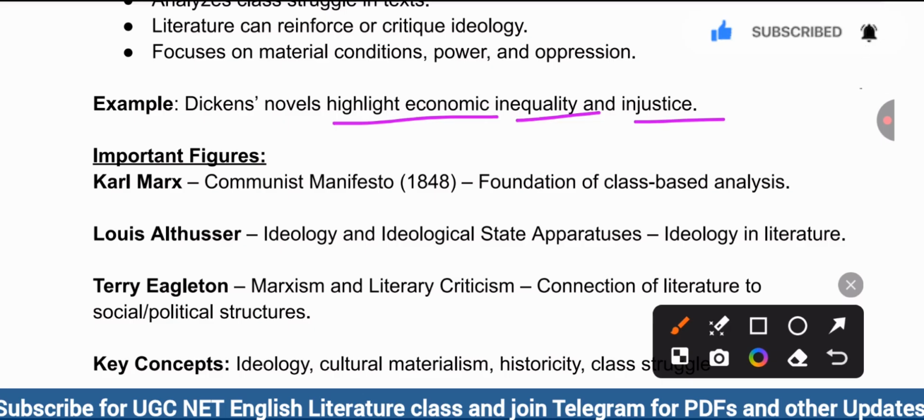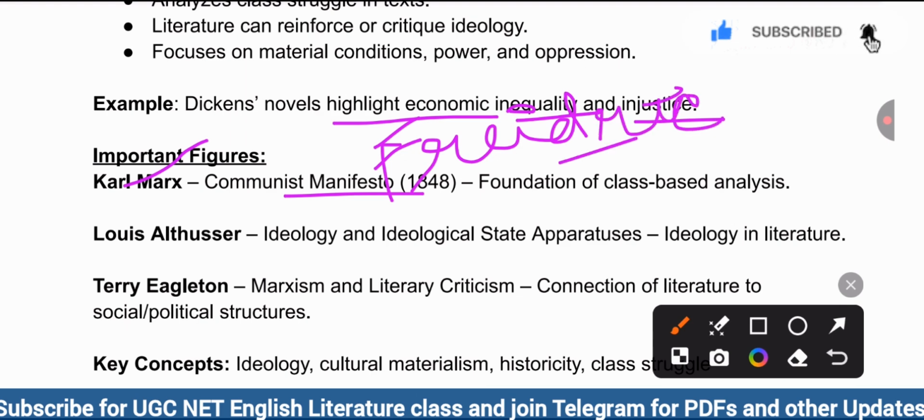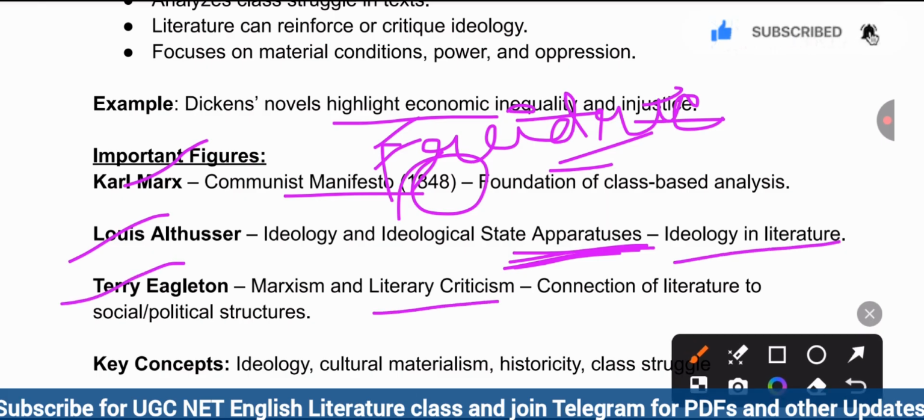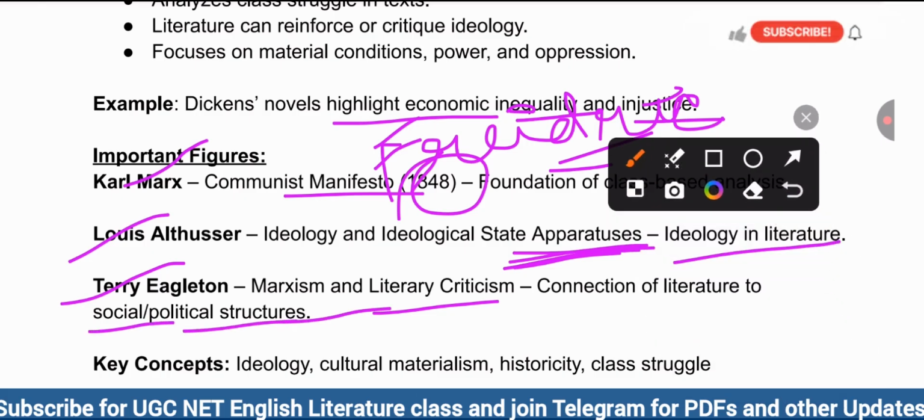Important figures of Marxism: we have Karl Marx, whose first work, the Communist Manifesto, was jointly written with Friedrich Engels in 1848, who was a German philosopher. Then Louis Althusser, with Ideology and Ideological State Apparatuses, which is important, everybody. Ideology in literature, he was. Then Terry Eagleton, Marxism and Literary Criticism, and the connection of literature to social, political, and structure. The concepts you will find in Marxism: ideology, cultural materialism, historicity, and class struggle. Okay.